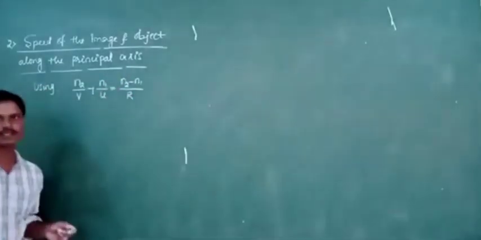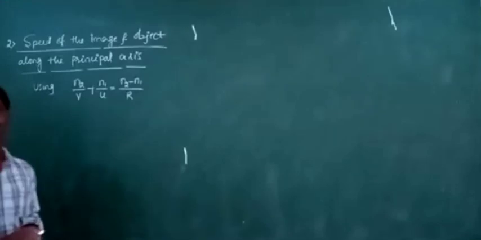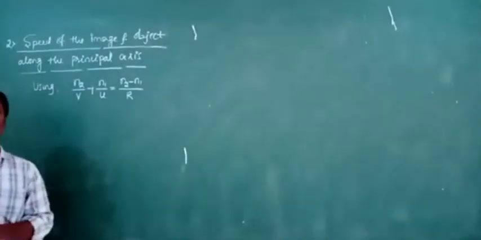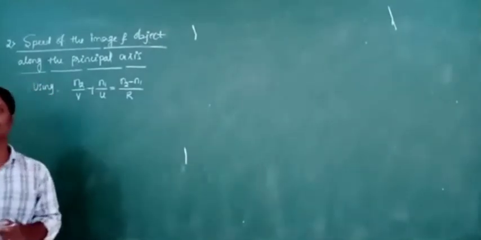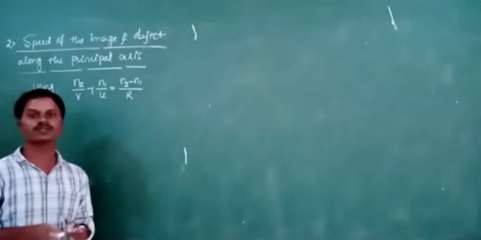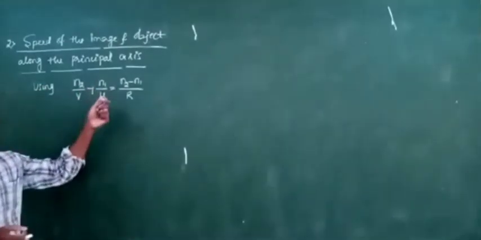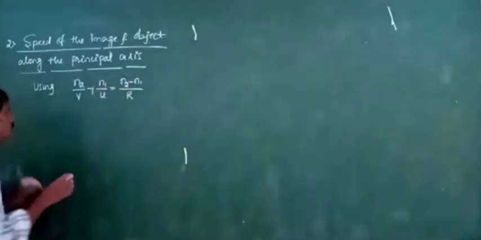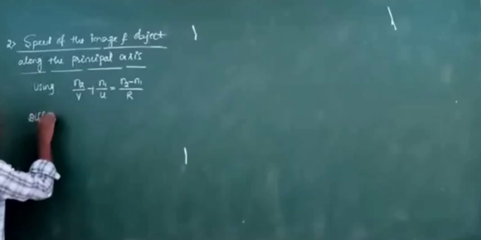Already you know that. But now, what is the image speed and what is the object speed? How to define the speed? The change in position of the image with respect to time is called the image speed. Then what is the object speed? The change in position of the object with respect to time is called the object speed. That means we have to differentiate this equation with respect to time. Differentiating the above equation with respect to time.